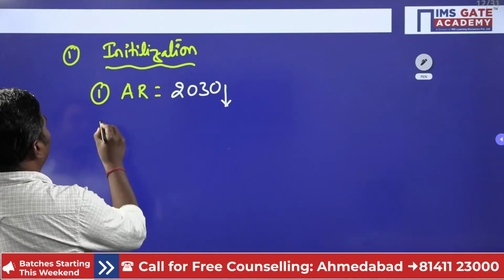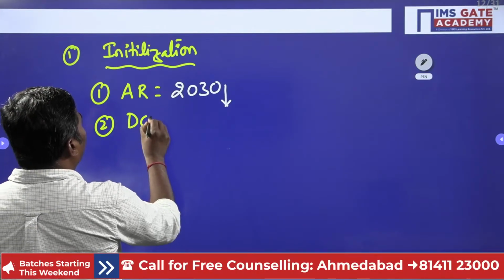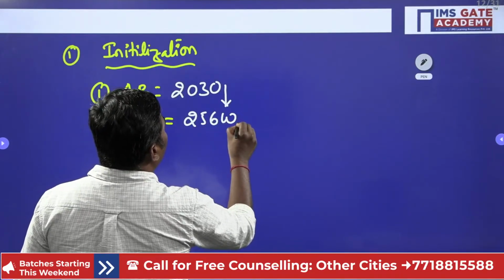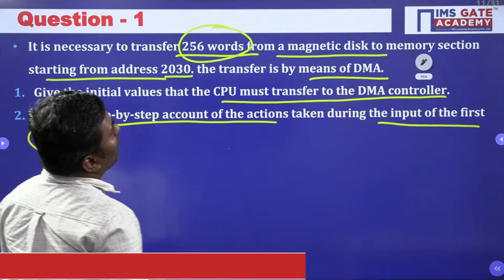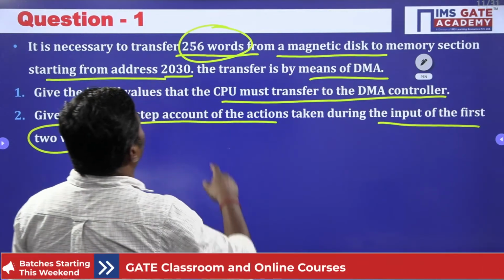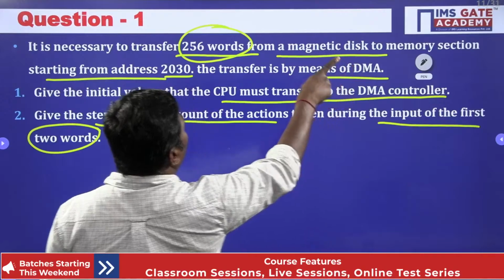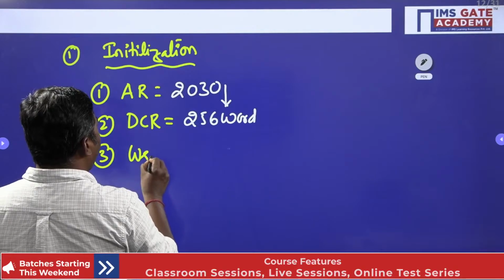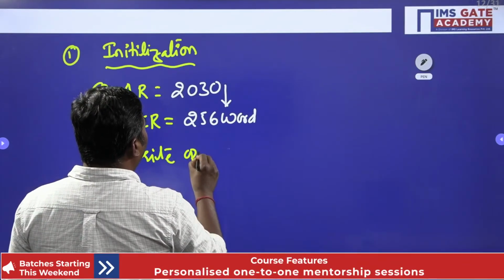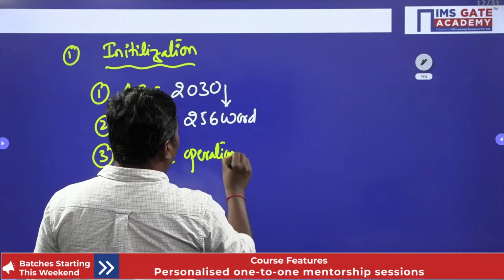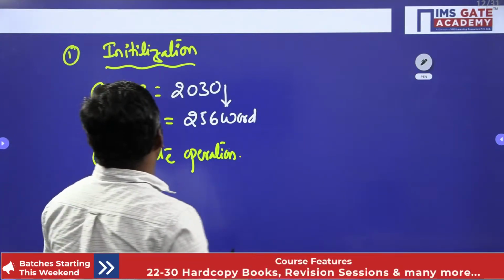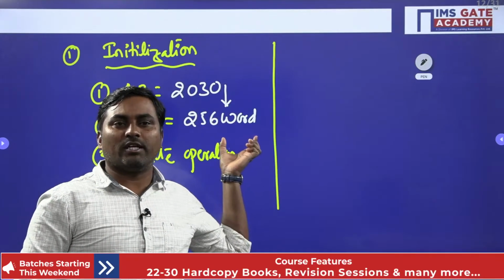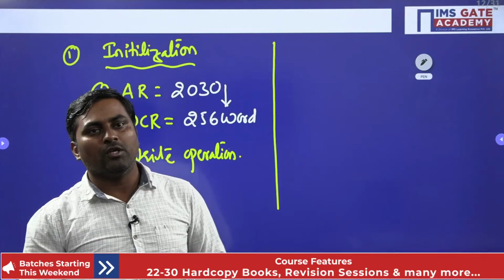Step number 2. The data count register: how much data needs to be transferred? We need to write 256 words. We are transferring 256 words from magnetic disk to memory. So the transfer is a write operation, because we are writing into memory, from disk to memory. This is the initialization step process. We know the starting address, we know how much data needs to be transferred, and which operation needs to be performed. That information is given.